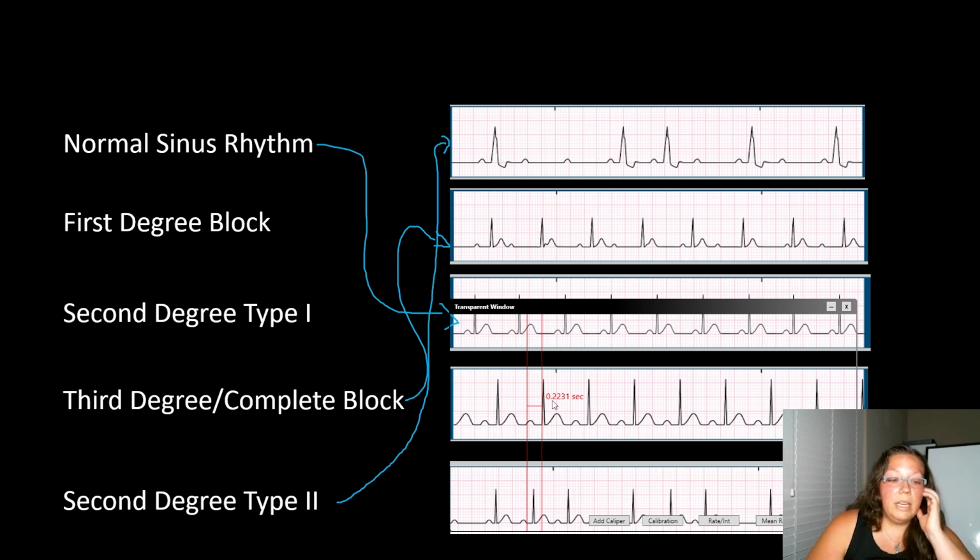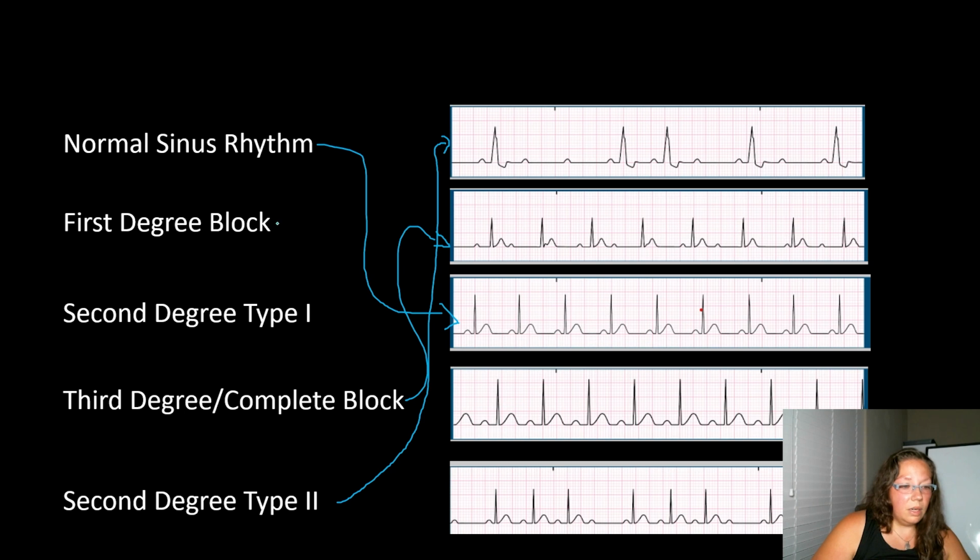So this is 0.22 seconds. So anything greater than 0.2 is an elongated PR interval, which would be which block? There is a block because the signal's getting slowed down. If you said first degree, you are a winner. You can now become a cardiac nurse.